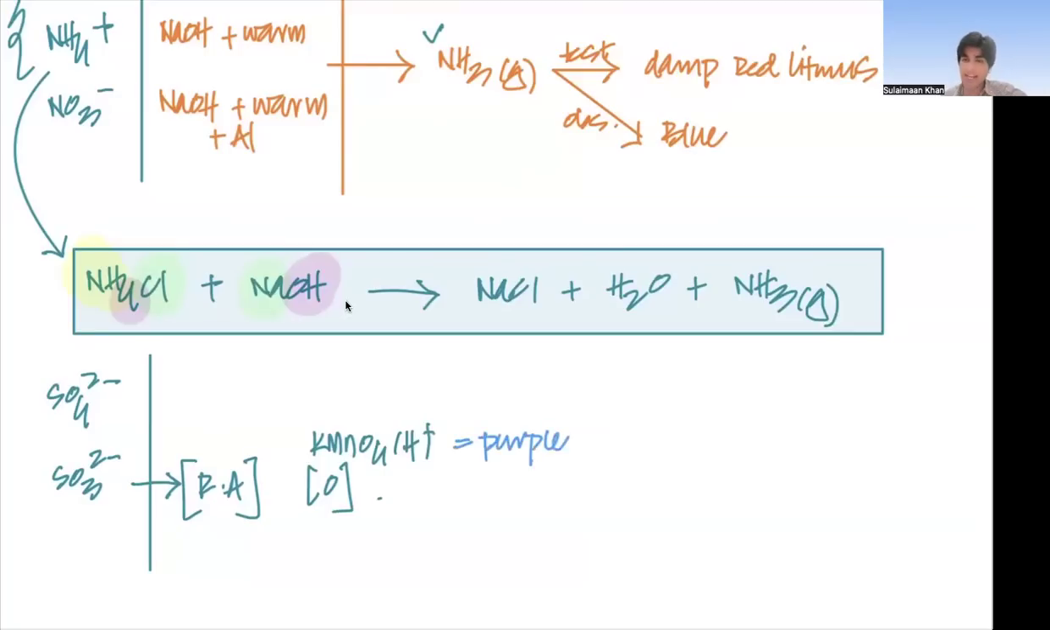So this acidified aqueous potassium manganate is purple, and it's going to go from purple to colorless if the sulfite ion is present, because the sulfite ion will reduce the potassium manganate, right? It's a reducing agent, and that's why it'll lose its color. It'll go from purple to colorless.